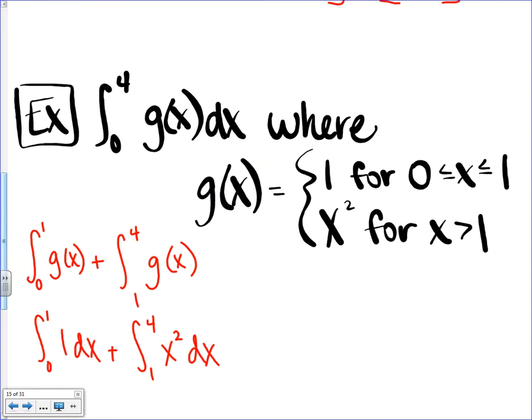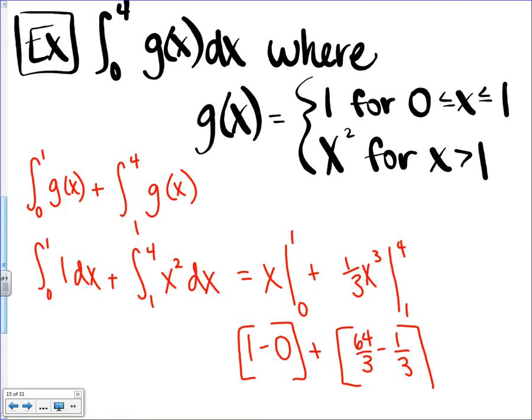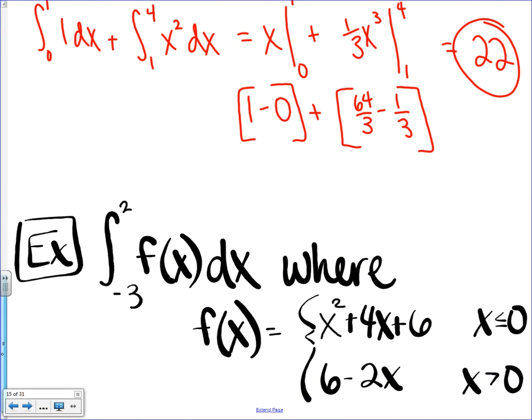Doing my antiderivative now. Looks like that. So if I go ahead and evaluate, this one gives me 1 minus 0. This one gives me 64 over 3 and 1/3 for a final area of 22. Okay, let's do one more piecewise before we move on to something else.